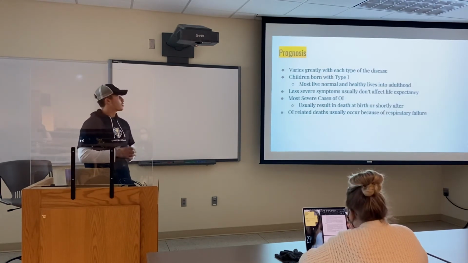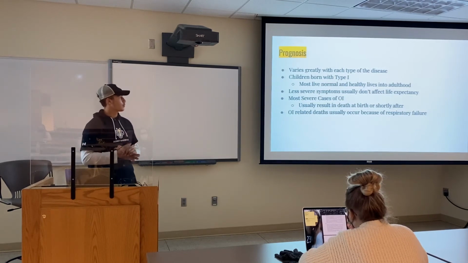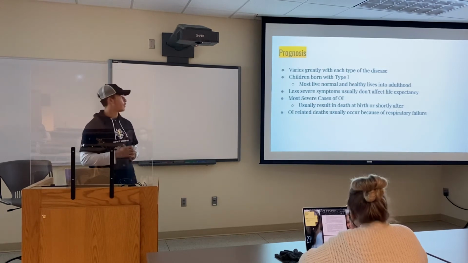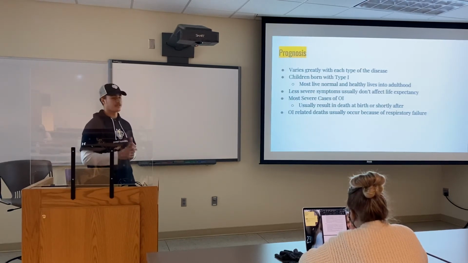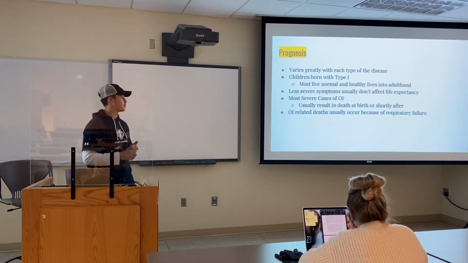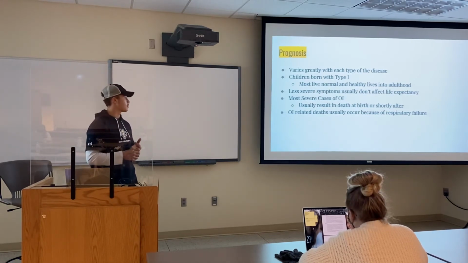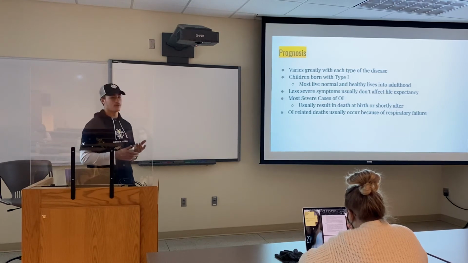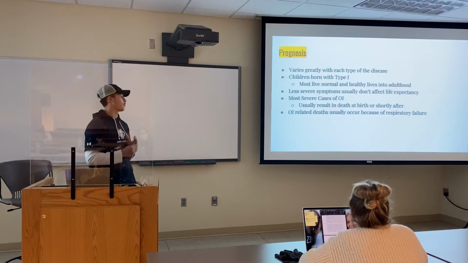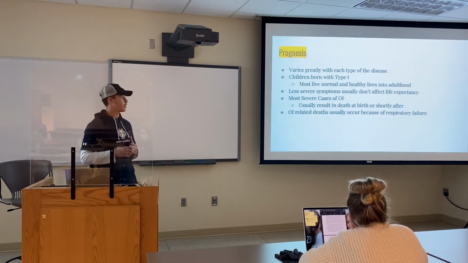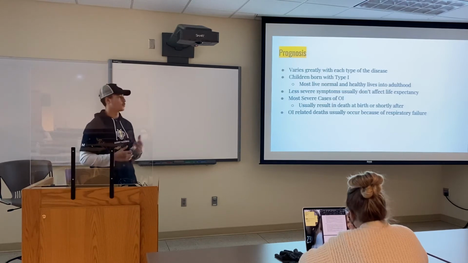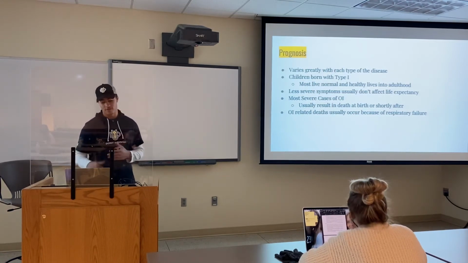So for prognosis, it varies greatly with each type. Children born with type 1 will live normal, healthy lives in adulthood with occasional fractures and whatnot. Less severe symptoms won't affect the life expectancy, but most severe cases will result in death at birth or shortly after. And a lot of osteogenesis imperfecta deaths are because of respiratory failure, and that has to do with the collagen formation, and it affects the lung tissue, which is responsible for those genes I was talking about earlier.